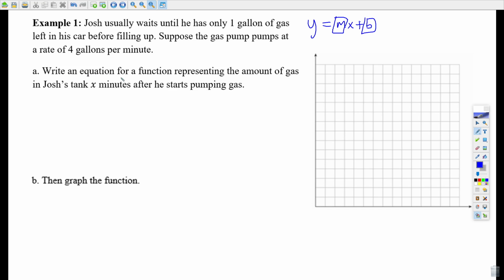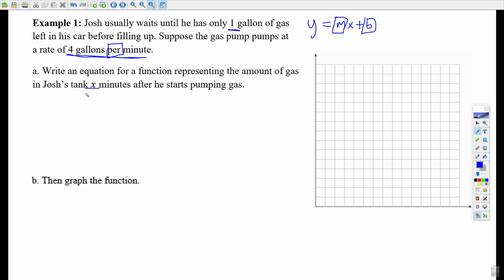Part A, write an equation for a function representing the amount of gas in Josh's tank x minutes after he starts pumping gas. So he's going to the gas station. He only has 1 gallon to start with. And we're talking about how much time it takes for him to start pumping the gas. And it pumps at a rate of 4 gallons per minute. So these are the only two numbers they give us. He starts with 1 gallon, our starting point, and how much is it pumping? 4 gallons per minute. Usually when you see this word per, that means that's going to be your rate or your slope, all those things.